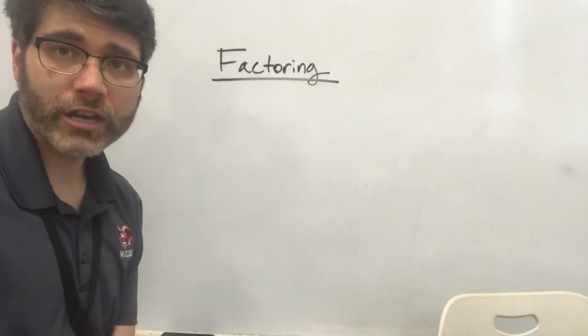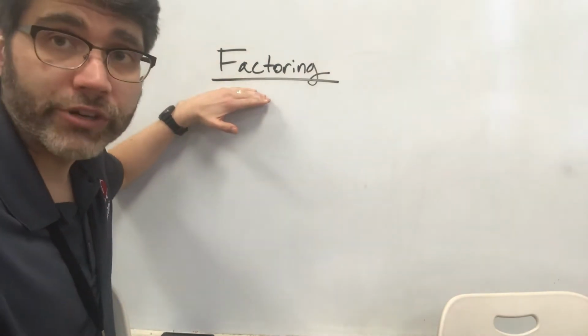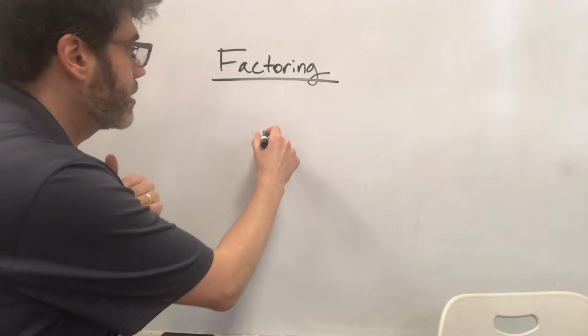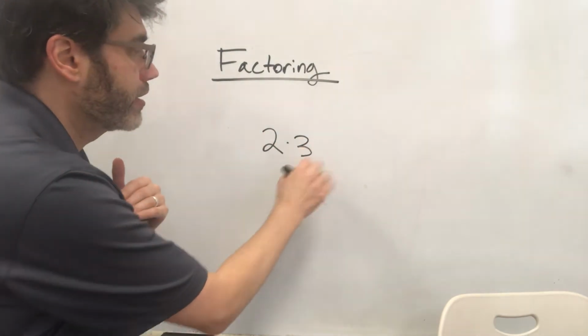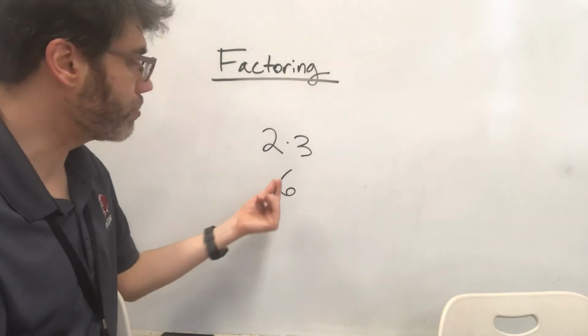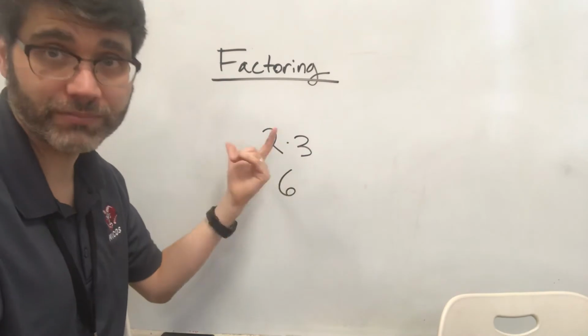So in this video, I'd like to talk about factoring. So factoring, the root of it is the word factor. So what is a factor? A factor is a number that times another factor, another number, creates a product, okay? So a product can be broken down into factors, okay?